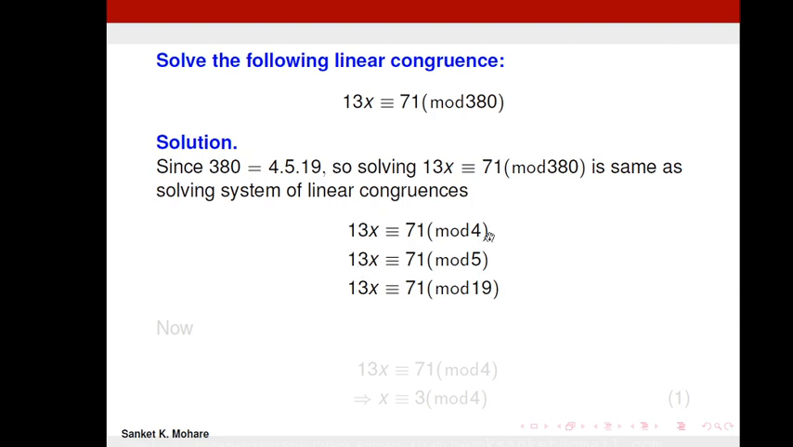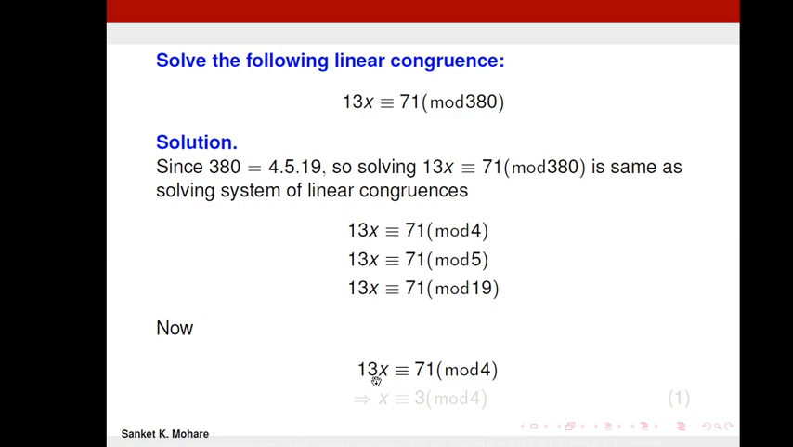So now let's proceed. Also we convert this system into a simple form. I mean to say, this congruence 13x is congruent to 71 modulo 4, we reduce this congruence, we also reduce the other congruences, for our simplicity. So let's proceed. Now 13x is congruent to 71 modulo 4.